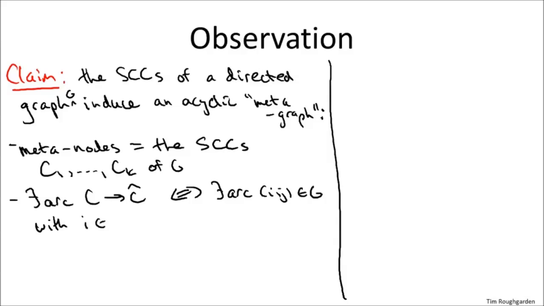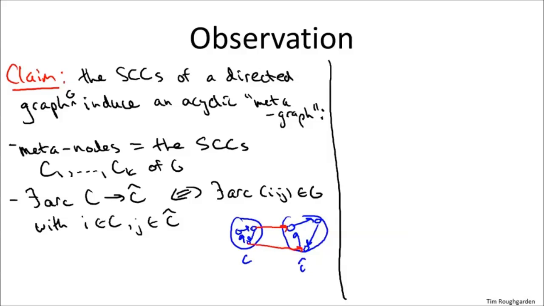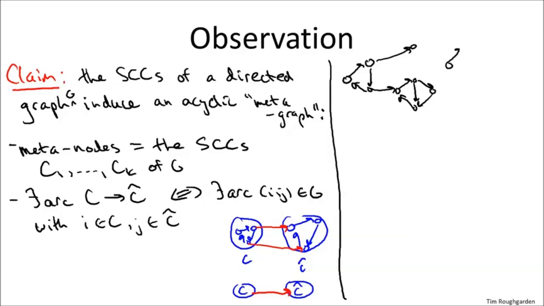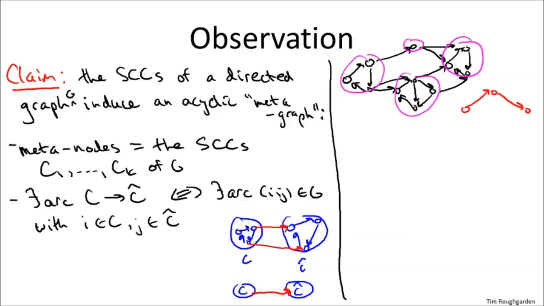So for example, if this is your C and this other triangle is your C hat, and you have one or maybe multiple edges going from C to C hat, then in the corresponding metagraph, you're just going to have a node for C, a node for C hat, and a directed arc from C to C hat. So if we go back to some of the directed graphs that we've used as running examples, the one from the beginning of the previous video, which looked maybe something like this, the corresponding directed acyclic graph has 4 nodes and 4 arcs.